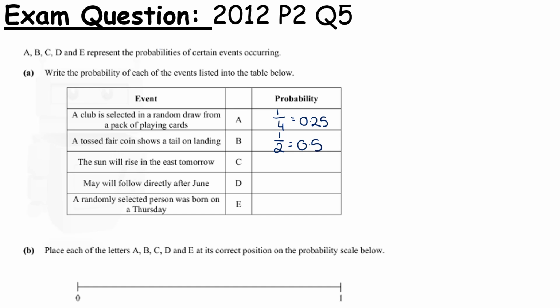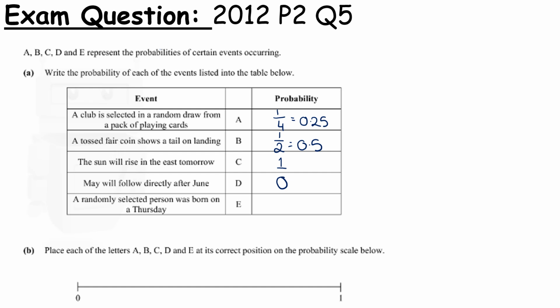The sun will rise in the east tomorrow. The sun always rises in the east and sets in the west, so that is a 1. That is a certain. May will follow directly after June. So the probability of that happening is a 0. May actually comes before June, so it is impossible for that to happen.